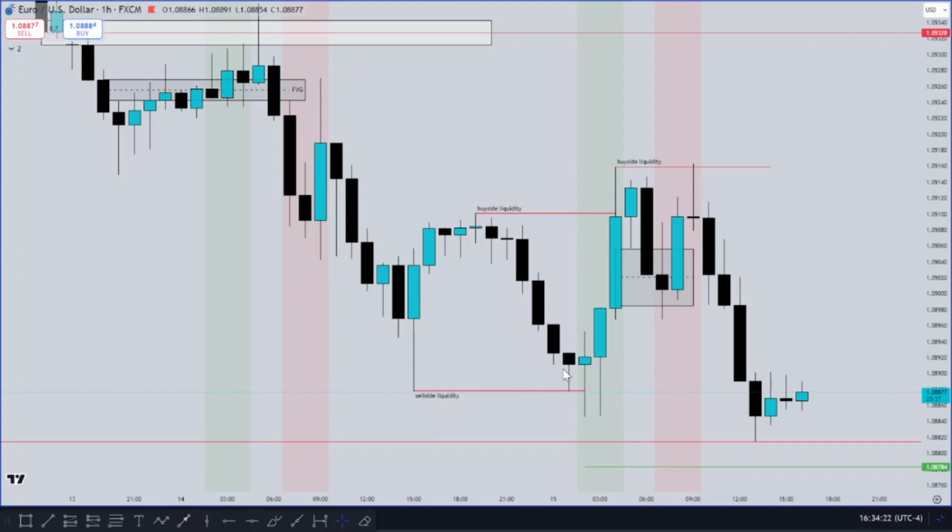Now, I'll move to the point where price took out the sell side liquidity on the 5 minutes.